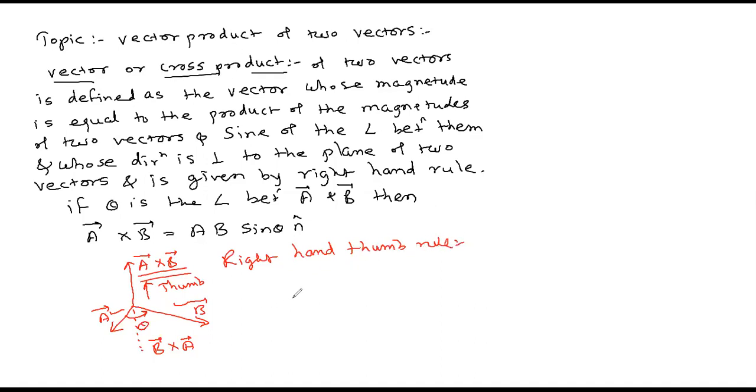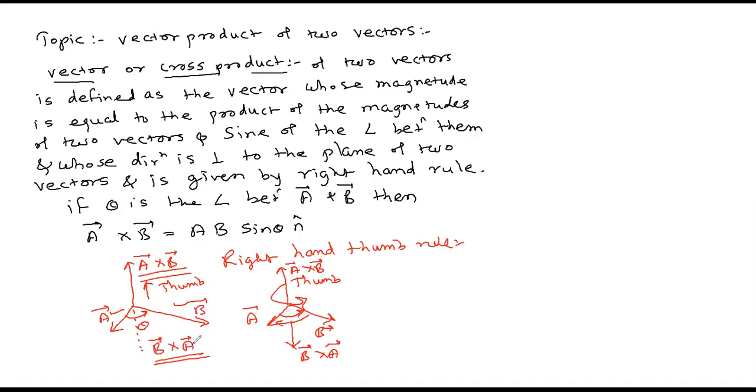So curl the fingers. Practically you can do this: curl the fingers of the right hand in such a way that they point in the direction of rotation from vector A to B. If you have vector A here and vector B here, and you curl the fingers in this direction, then the thumb will show vector A cross vector B. But the condition is you have to curl the fingers from A to B. If you curl the fingers from B to A, then the thumb will show the downward direction, that is B cross A. I have shown that here in this diagram.